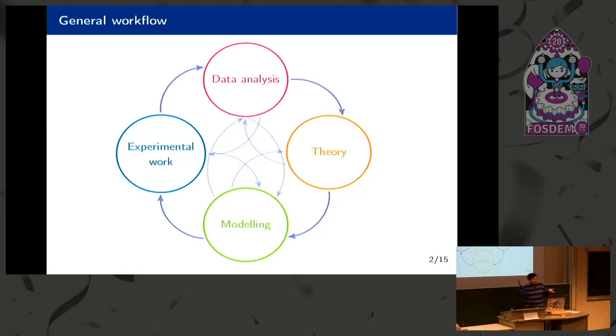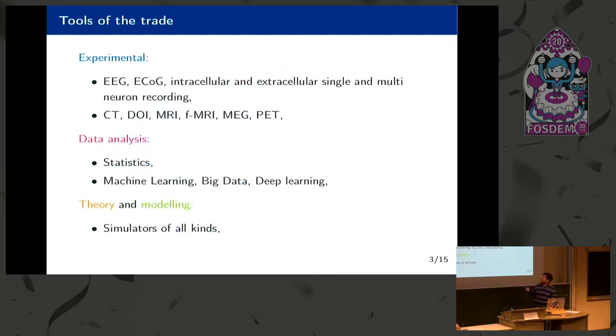Most of these works nowadays are conducted through the use of computer software and computer tools. For experiments we have EEG monitoring, CT machines, and MRI. For data analysis we have statistical and machine learning libraries like NumPy and SciPy, I mean Python libraries. And then we have theory and modeling software. There are all kinds of simulators.